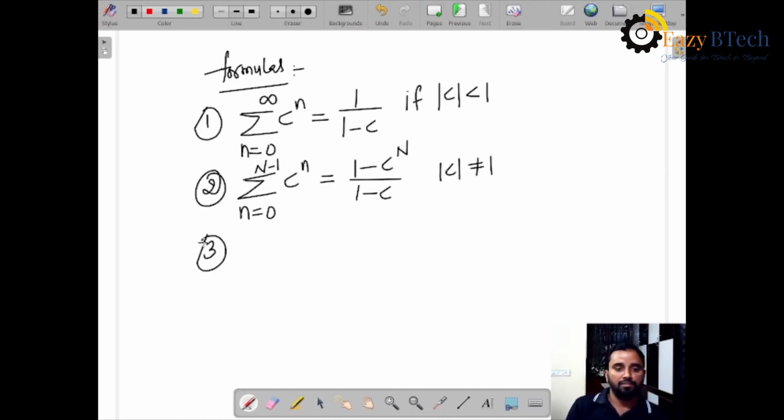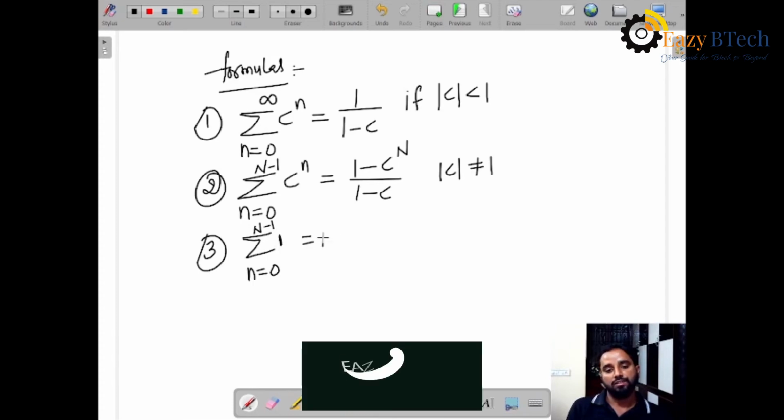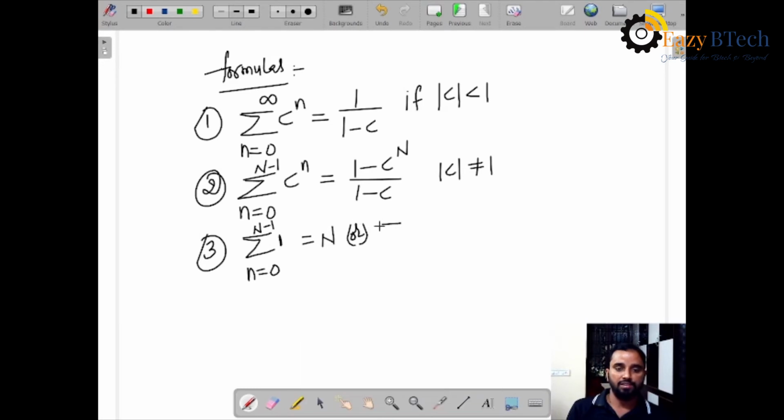And the third thing, summation n is equal to 0 to N minus 1 of 1. Here the total is N. Or we can write it like this: summation n is equal to 0 to N of 1. This answer is N plus 1. Here N, because it is 0 to N minus 1; here 0 to N, that is why N plus 1.